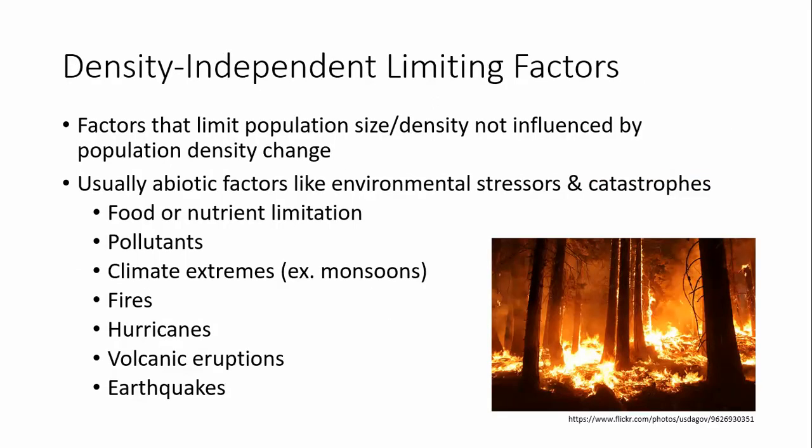So there are factors that limit the population density. Some of those are dependent on the density of a population. Some of those are not dependent on it. So density independent limiting factors are things that will reduce the population no matter how dense or not dense it is. Usually these are abiotic factors. So things like limits in nutrients, so plants can't find nutrients in the soil. There are pollutants. Things that are seasonal parts of climate, extremes like monsoons and droughts or dry periods, fires, hurricanes, volcanoes, earthquakes, any of those natural disasters that can start wiping out chunks of populations are density independent.